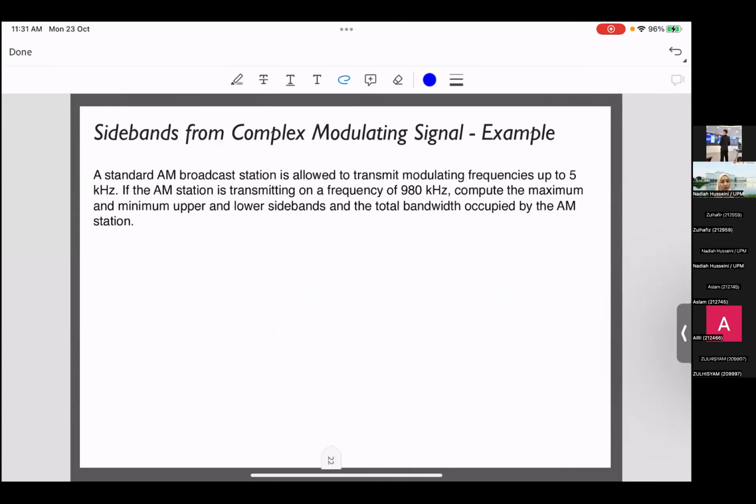Okay, next one, sidebands from complex modulating signal. An example. I'm going to give everyone 10 minutes to do this, and I'm going to call someone randomly to help me out. So 10 minutes from now, 11:40, let's solve this. Pretty easy. We already did the example previously, so this is quite similar. In the meantime, if you have any questions, you can ask me.